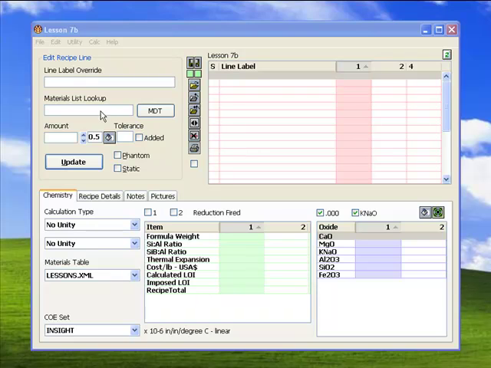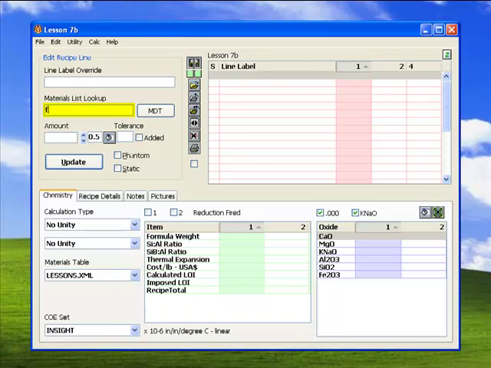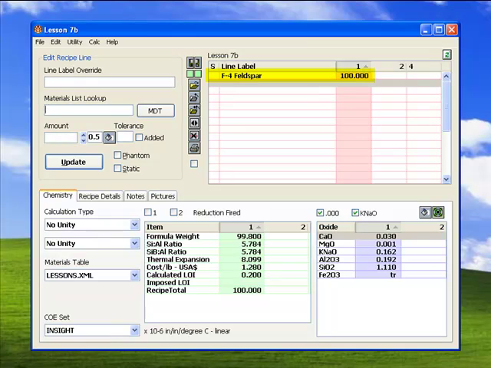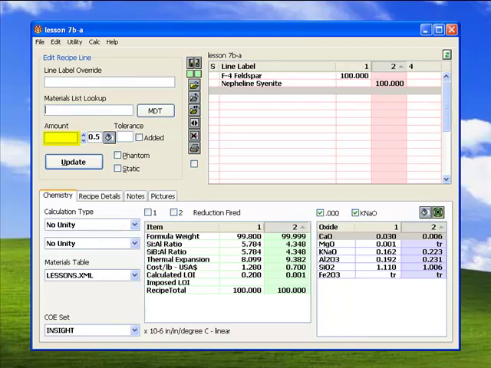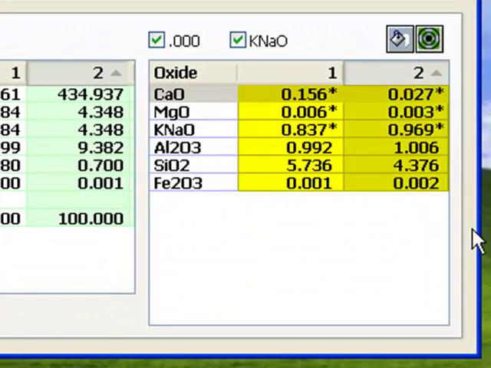Let's see. Let's start with 100 parts of F4 feldspar in recipe 1, line 1, and 100 of Nepheline in recipe 2, line 2, and RO unity. Notice how much difference these two feldspars are with respect to the amounts of SiO2 and even KNaO.